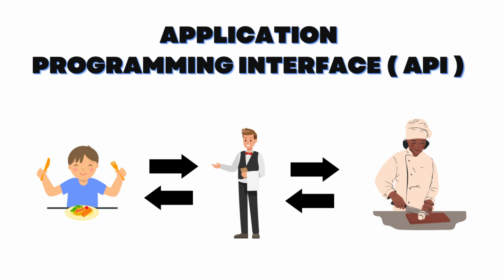What is missing is the critical link to communicate your order to the kitchen and deliver your food back to the table. That's where the waiter, or the API, comes in. The waiter is the messenger, or API, that takes a request or order and tells the kitchen or the system what to do. Then the waiter delivers a response back to you. So in this case, it's the food.